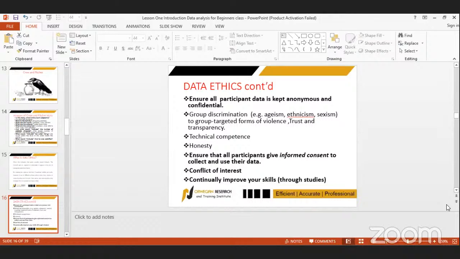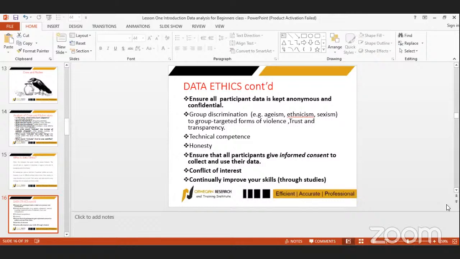You are not supposed to discriminate, which means the data that you are going to collect from the field must be inclusive of the entire group in that particular target population, so that whatever information we collect from them is a pure representative of their views.